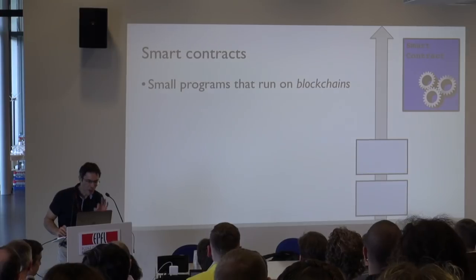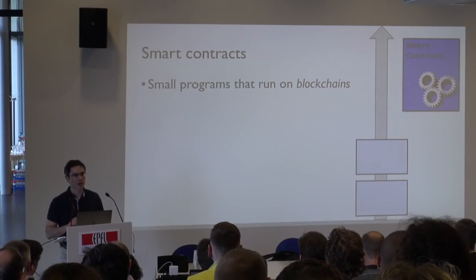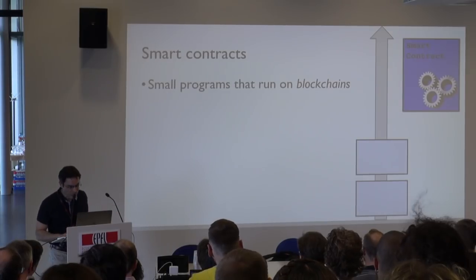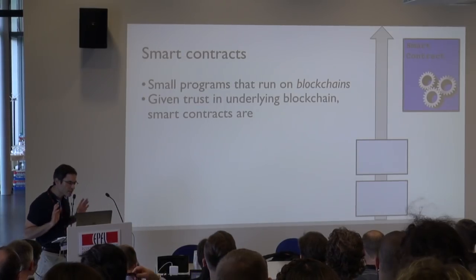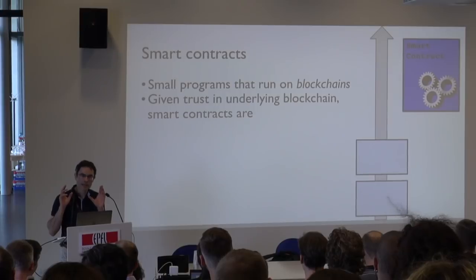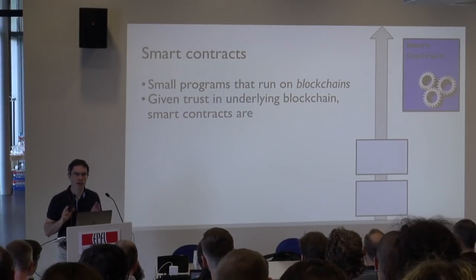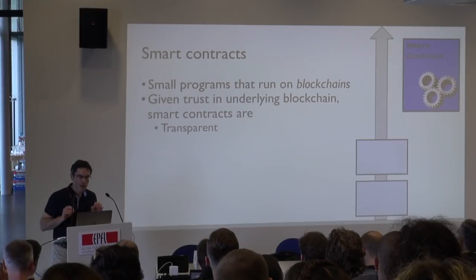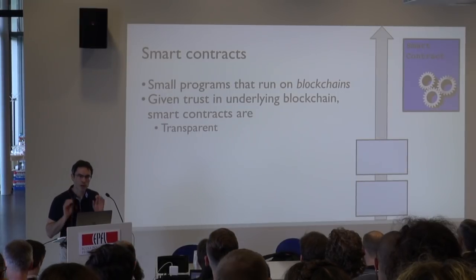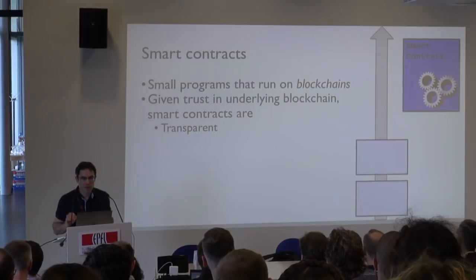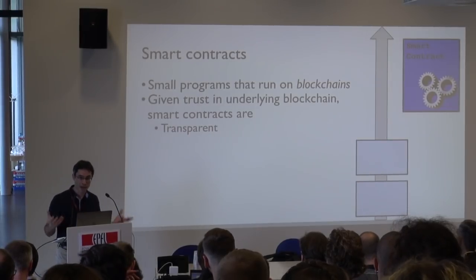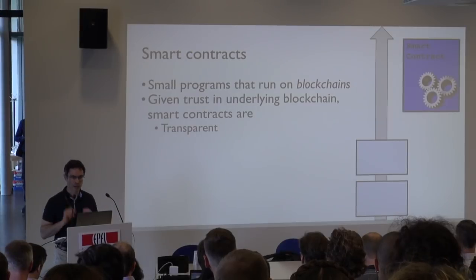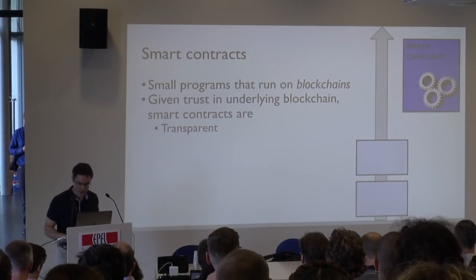In a nutshell, a smart contract is a program that runs on a blockchain. Obviously, I'm not going to talk about blockchains, but I'll say that given trust in the blockchain on which a smart contract runs, you get a few important properties. The first is that smart contracts are transparent, by which I mean that their code and their execution, their behavior, are visible to the whole world. Everything is globally perceptible, as it were.